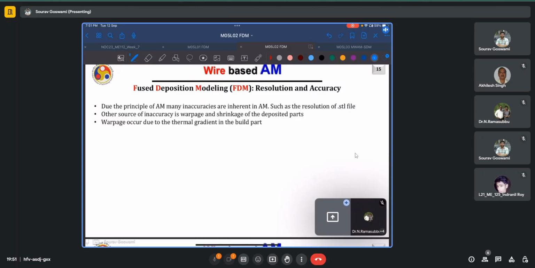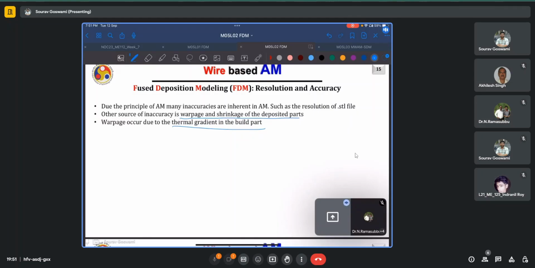Another source of inaccuracy can be the warpage or shrinkage of the deposited part, where warpage is occurring because of the thermal gradient in the build part. So if I'm extruding my filament after melting it at a temperature of say 240 degrees Celsius, and it is coming in contact with the print bed or the substrate, which is at room temperature, say 24 degrees Celsius, we find that the thermal gradient between the two is very large.